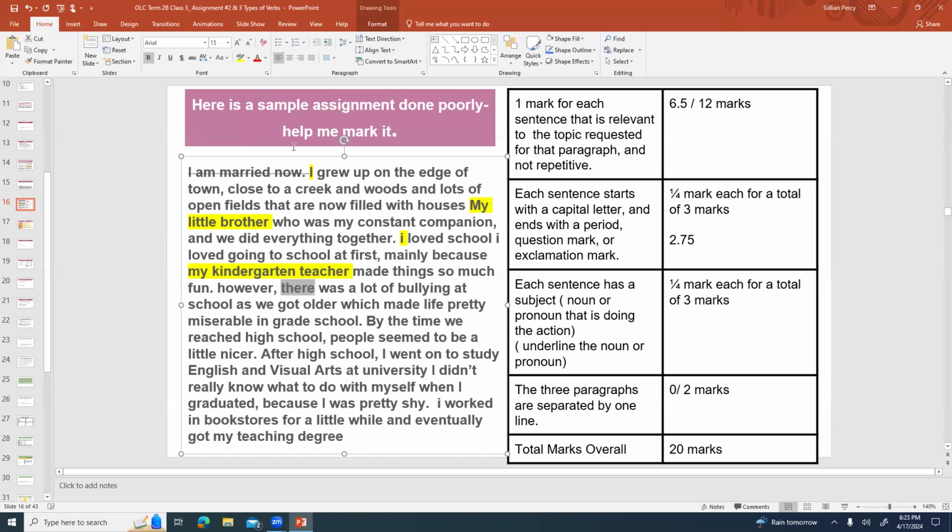There, this is a funny one. There is a funny word because it doesn't seem like it's sounding like anything, but it's often a subject in a sentence. There or it. It was rainy. There were 7 cars outside. It's kind of one of those words you can just pass right over, but it would count as your subject. As we got older, which made life pretty miserable.